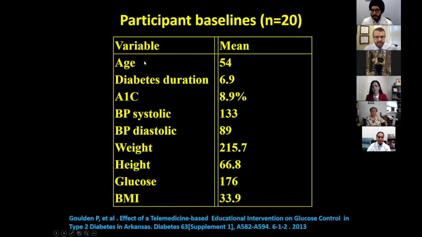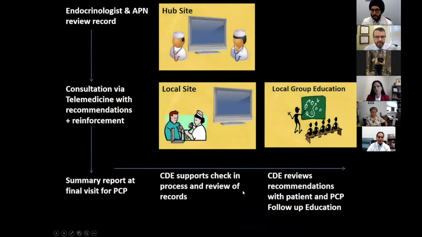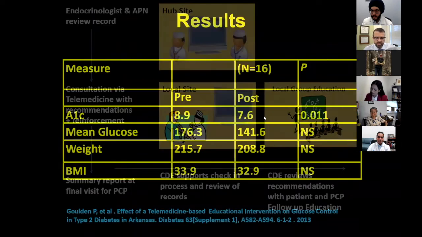And these were their baselines. They had an A1C of around 8.9%, BMI of 33.9. And essentially we had the APN endocrinologist supporting the local site where there was the diabetes educator and really supporting the patient locally over those 6 weeks that we did this project.